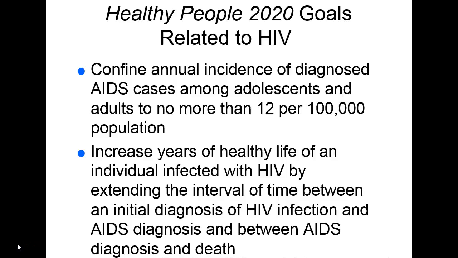Okay, the Healthy People 2020 goals related to HIV. First of all, to confine the annual incidence of diagnosed AIDS cases amongst adolescents and adults to no more than 12 per 100,000 population, and to increase years of healthy life of an individual infected by HIV by extending the interval of time between an initial diagnosis of HIV infection and the AIDS diagnosis, and between AIDS and the diagnosis and death.